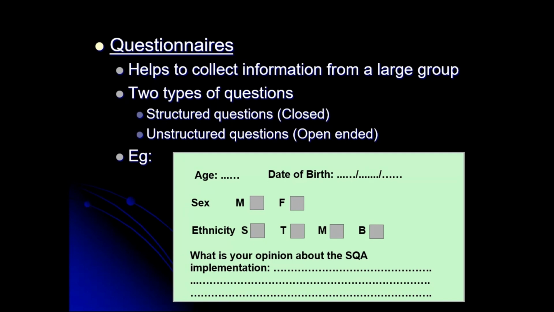Open-ended questions are where the user is expected to describe the answer. There are no direct answers. What is your opinion about the SQA implementation within your organization? You can't directly say something, as you did for your age. For your age, you can directly say it's 25. But for this, you have to explain. So this type of question we call open-ended questions, and the other type we call closed-ended or structured questions.